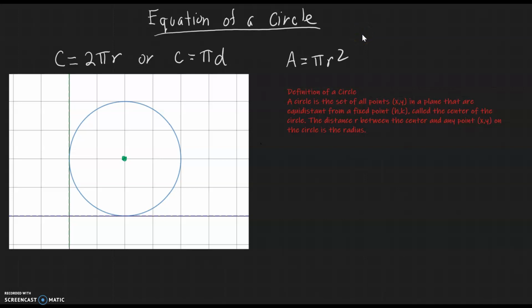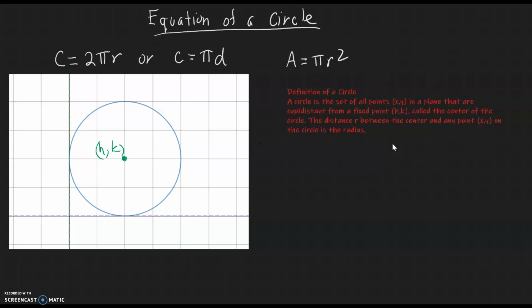Today we want to look at the equation of a circle, and before we do that, we'll quickly review the definition of a circle. It's the set of all points x, y in a plane that are equidistant from a point h, k called the center. So I'm going to make the center h comma k. So we have h, k, and that's the center. The distance r between the center and any point x, y on the circle is the radius.